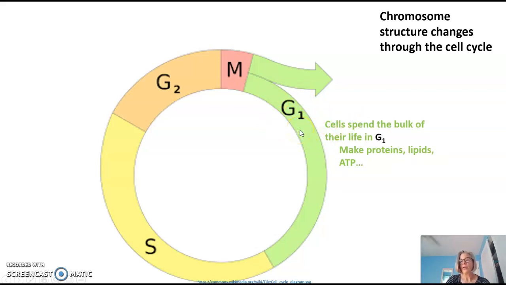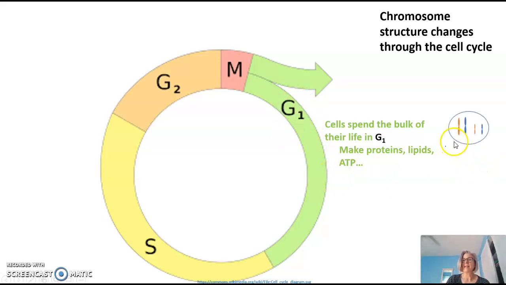Early microscopists, when they were looking at cells, found that cells weren't doing anything during this large time of their life, so they called it a gap phase, and they abbreviated it G. But in fact, this is a very active time for the cells. They are making proteins and lipids and ATP and transporting things in and out of the cell. This is in fact where cells spend the majority of their life. The majority of a cell's lifetime is spent in the G1 phase.